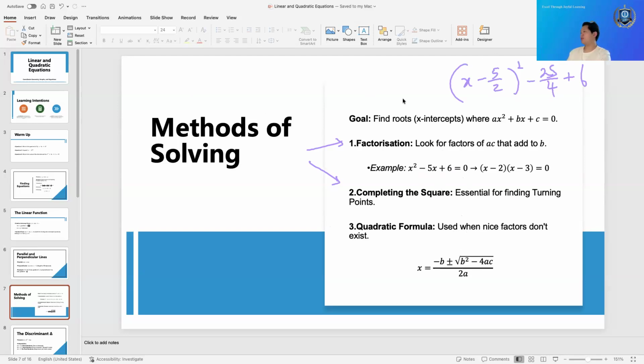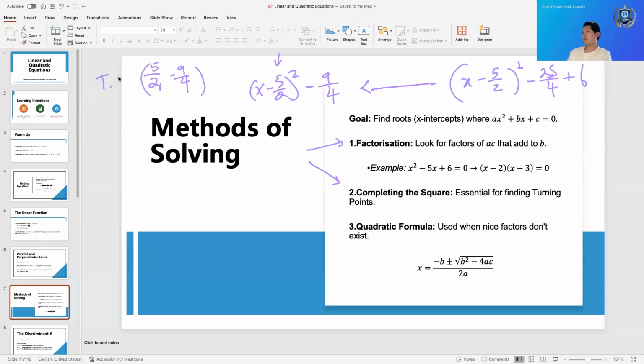And why is this useful? Because you get it in turning point form. This would eventually give you minus 9 on 4. You get your turning point, right? You know that your turning point is going to be at x equals 5 on 2, with a y-coordinate of negative 9 on 4.